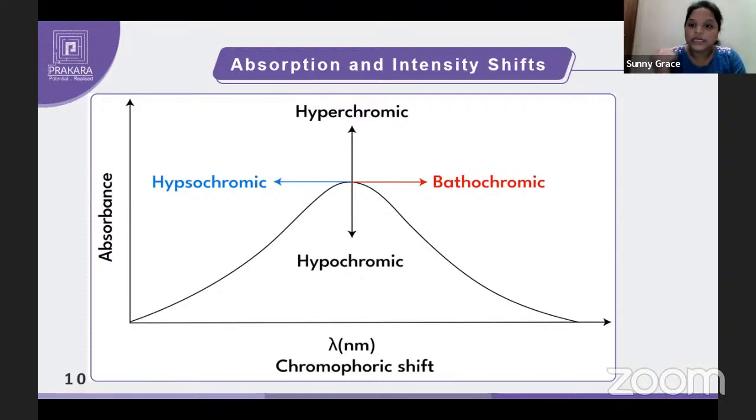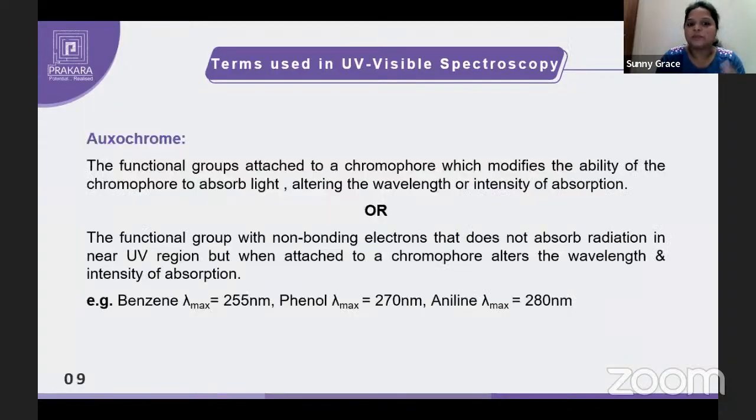When it alters the intensity, if the optical density or absorbance is more than what you are expecting, that is, if it is higher, it is known as a hyperchromic shift. If it is lower, it is known as a hypochromic shift. So these are the different types of shifts you will observe whenever an auxochrome is present along with the chromophore. Let's see one example here.